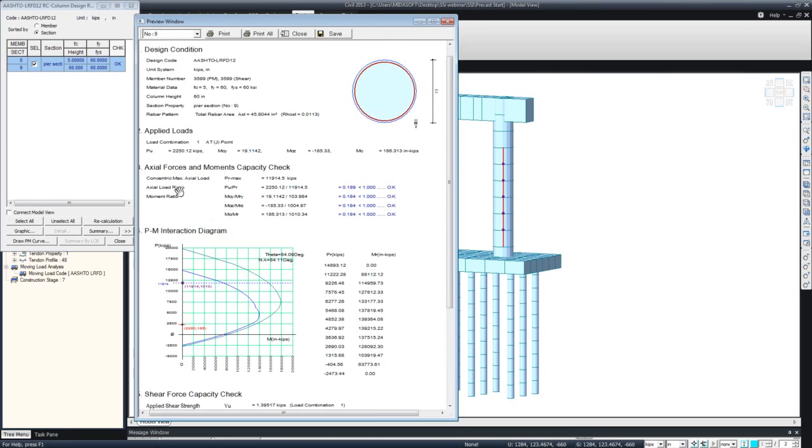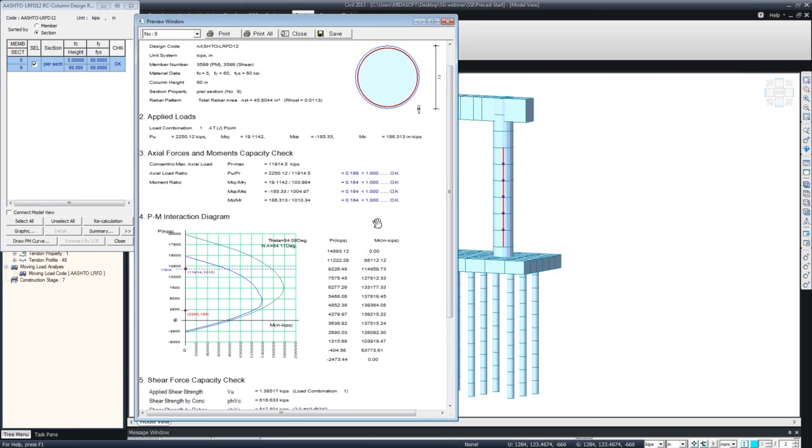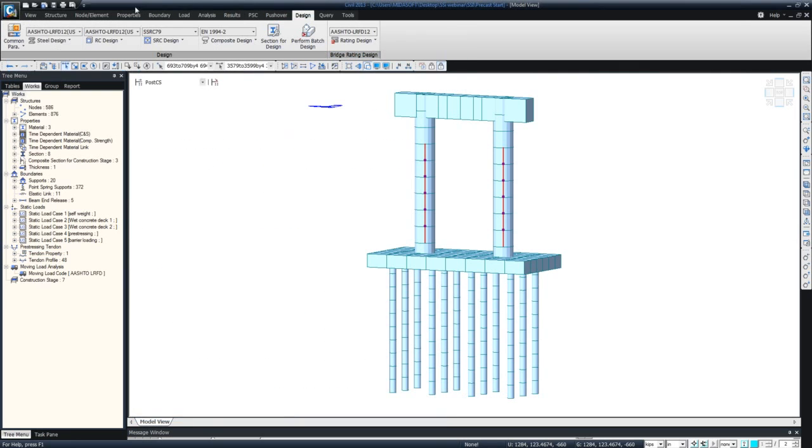So it checks all these moments and axial forces, and based on the PM interaction curve, it makes sure that the pier is safe. So this way, after performing the analysis on integral abutment bridges, or after performing the soil structure interaction on any bridge type, you can basically design those elements in Midas Civil.